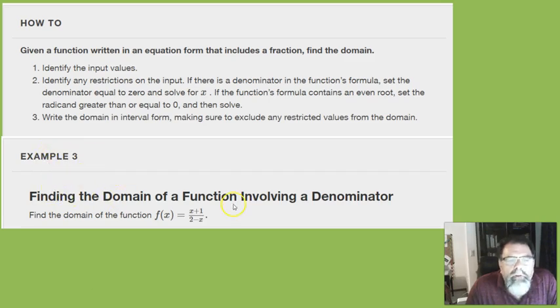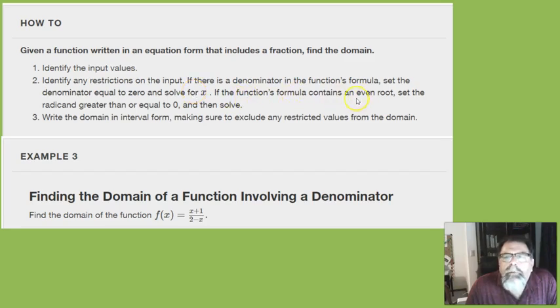Example 3, finding the domain of a function involving a denominator. Find the domain of the function f of x is equal to x plus 1 over 2 minus x. So here's a rational function. And the book fleshed out the number 2 here for your restrictions. If there's a denominator in the function's formula, like in this example 3, you're going to set the denominator equal to 0 and solve for x. And that's going to be the restriction.